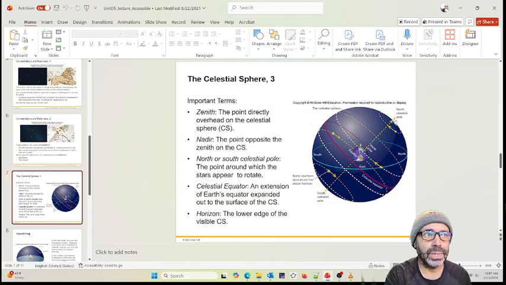There is a star here that hovers very close to the North Celestial Pole, and that is actually Polaris, or the Northern Star, okay?